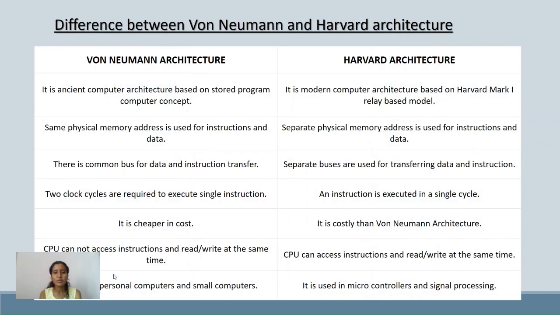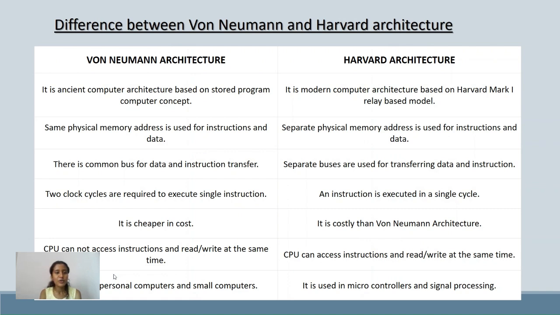Difference between von Neumann and Harvard architecture. Von Neumann architecture is an ancient computer architecture based on the stored program computer concept, while the Harvard architecture is a modern computer architecture based on the Harvard Mark I relay-based model.